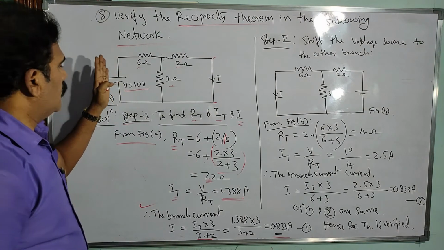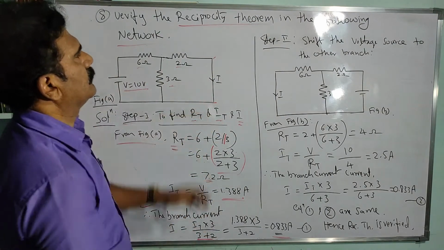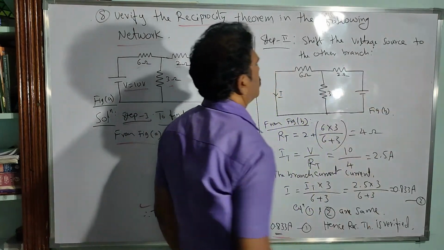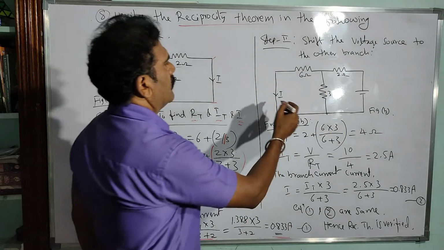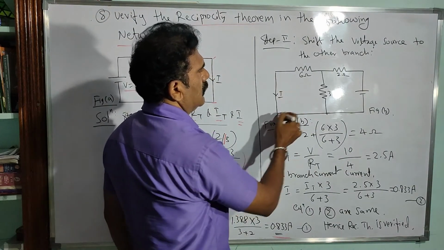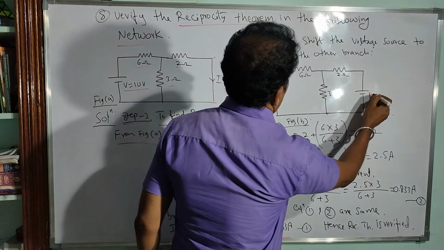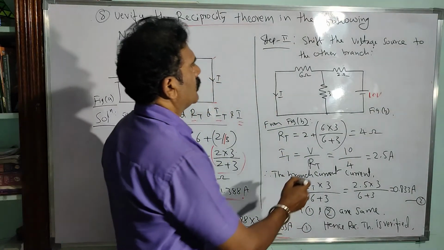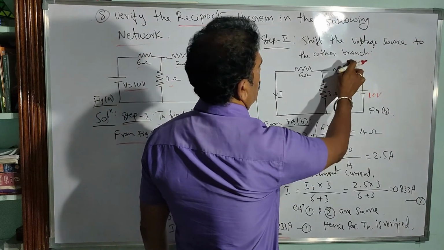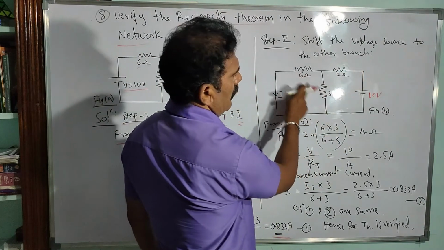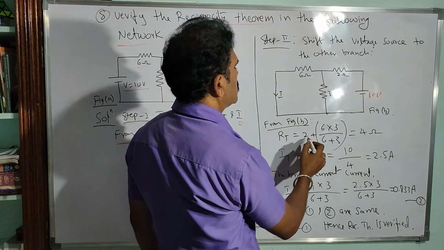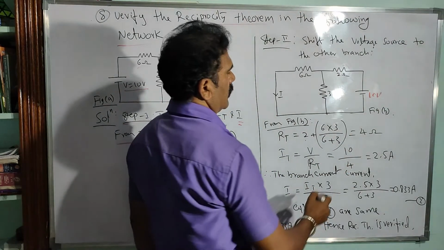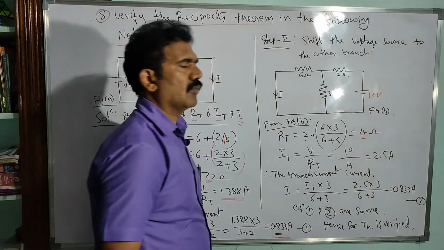Now in step 2 you just swap these two, that means shifting the voltage source to the other side. See like this: the branch current is now on this side, and the voltage source is present here, the same voltage source, that is 10 volts. Now calculate RT again. Now the 2 ohm resistor becomes series, and 6 and 3 are in parallel. So RT is equal to 2 plus 6 into 3 divided by 6 plus 3, correct? The total value will be 4 ohms now.